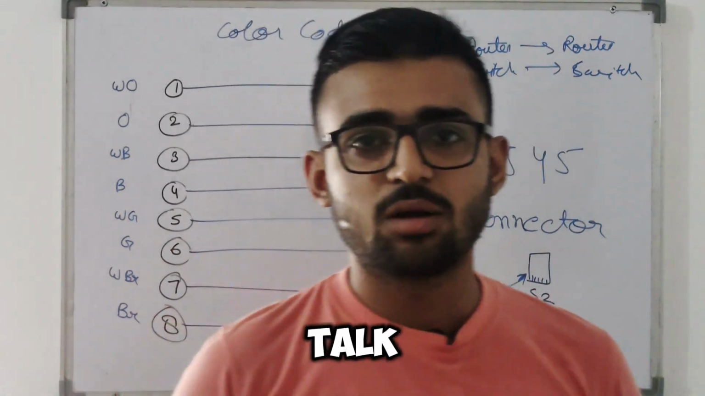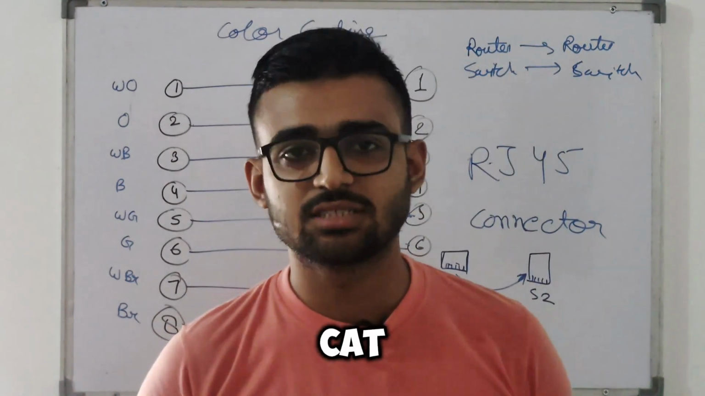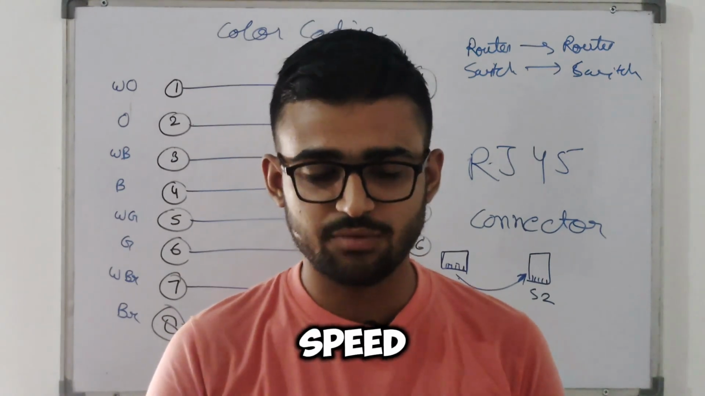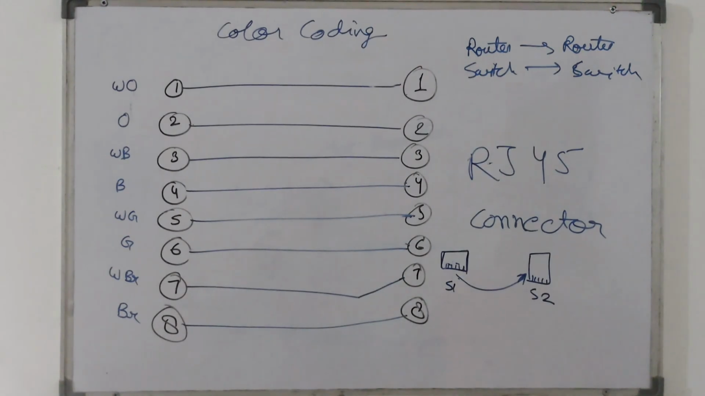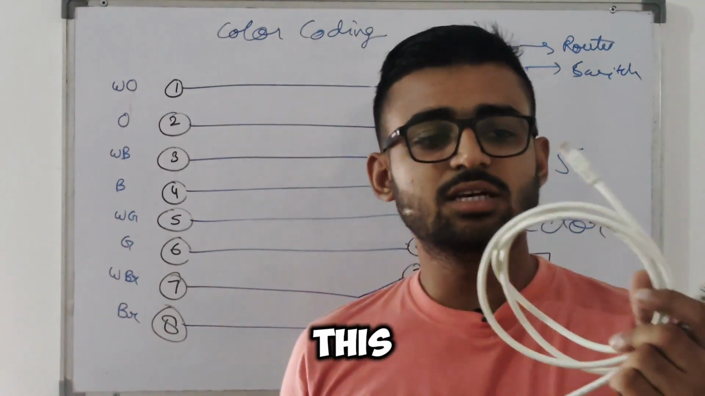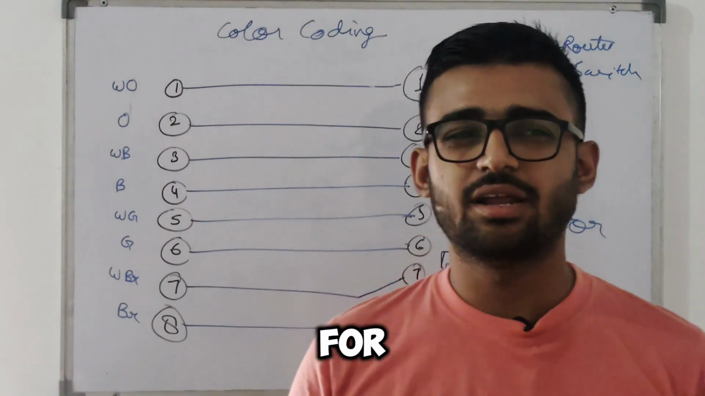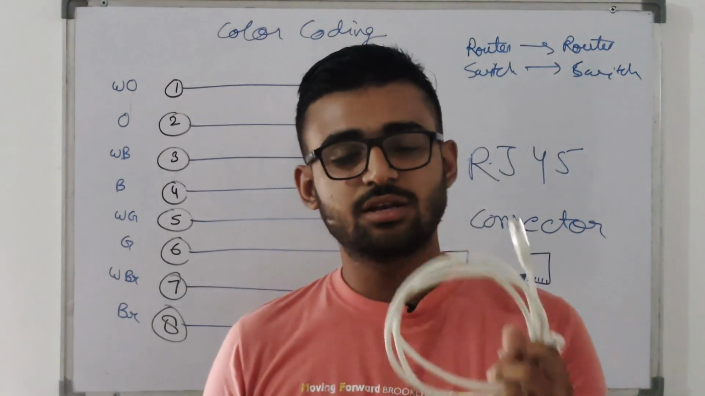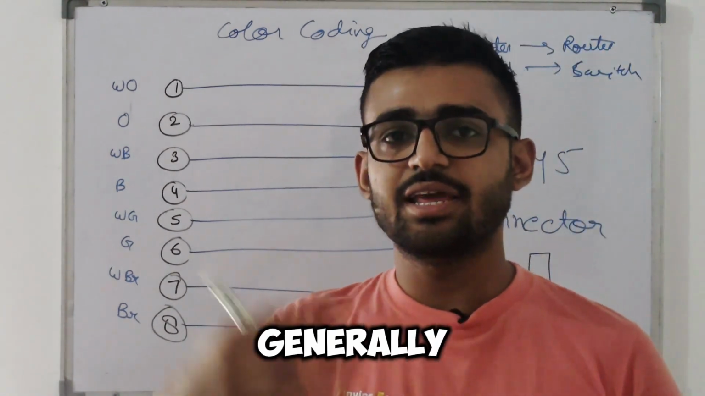Now if we talk about the speed of the CAT6 cable, what is the speed of this cable? It supports 250 megahertz, and for a 55 meter range it goes to a speed of 10 Gb per second.